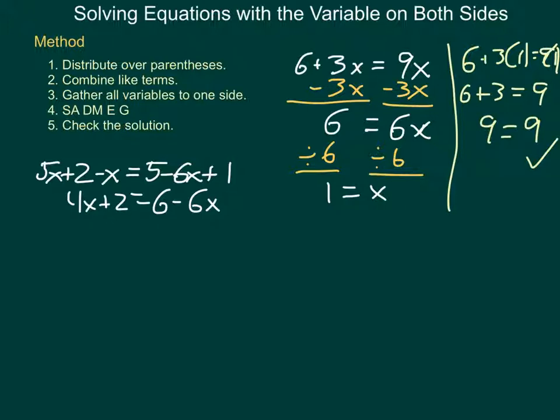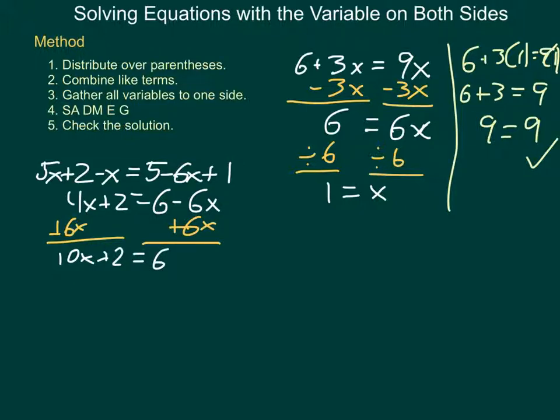Next, gather all variables to one side. On the left-hand side, I have a positive 4x. On the right-hand side, I have a negative 6x. Since all negatives are automatically smaller than positives, I'm going to get rid of that negative 6x by adding 6x to each side. This tells me that 10x plus 2 equals 6.